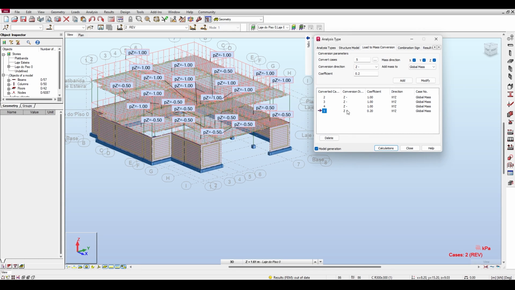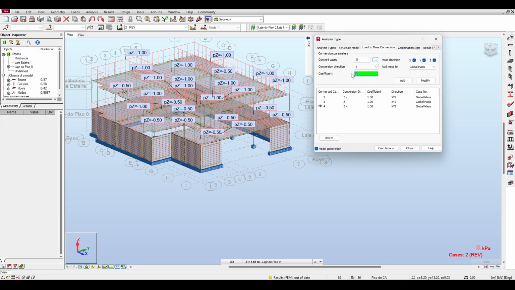Now, in case you're wondering how we can do this, well, let me show you. If we delete this, let me delete 5. So now I have 2, 3, 4 being added to the mass, and I want to re-add 5. The only thing I have to do is to write 5 here, for the load case, or I can select it, basically. And the direction of the mass is, of course, downwards. It's going to be a global mass.